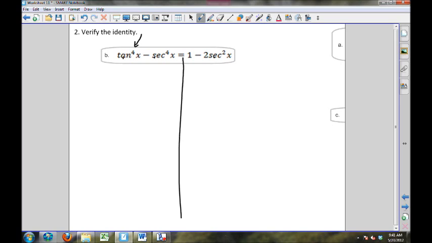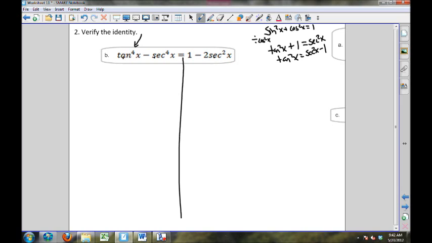I'm going to remember, again, my Pythagorean identity, sine squared x plus cosine squared x equals 1. And if I want this in tangents, I'd have to divide everything by cosine squared x. If I divide everything by cosine squared x, I end up with tan squared x plus 1 equals 1 over cosine squared x, which is just secant squared x. So it looks like I can convert tan squared x into secant squared x minus 1.